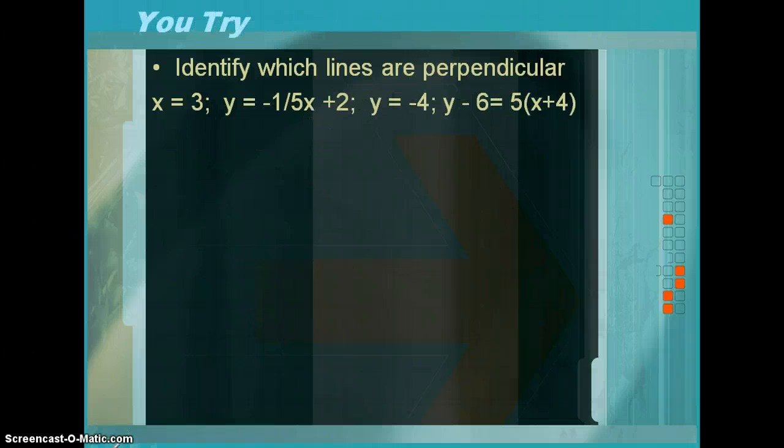Okay, so here's your U-try. Identify which lines are perpendicular. Again, the goal is to try to verify whether or not the slopes are opposite reciprocals. I can only say that so many times. Perpendicular lines have slopes that are opposite reciprocals. Flip and negate.